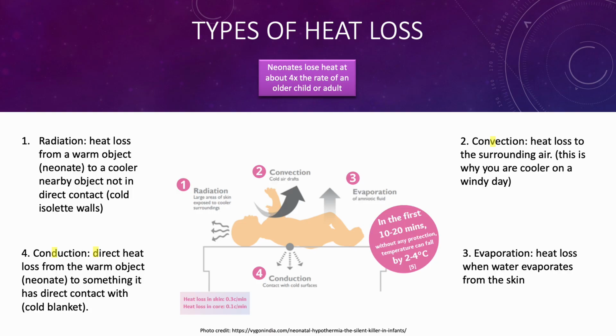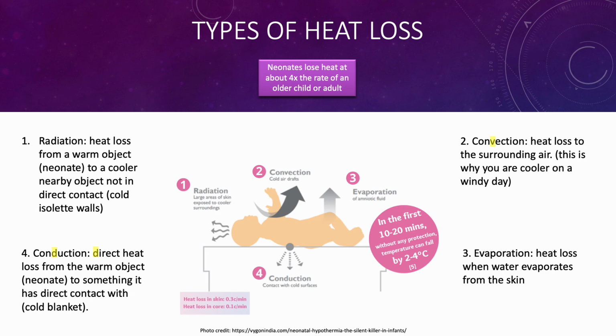There are 4 types of heat loss. Understanding these mechanisms will help you remember ways to mitigate the risk of heat loss. Radiation refers to the heat transferring from a warm object like the infant to a cooler object like a cold isolette wall that is not in direct contact with the infant.